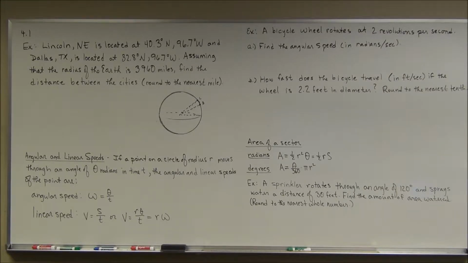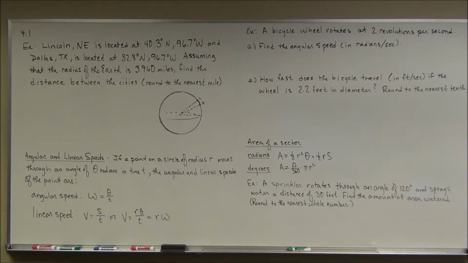Come back now to an application problem that's going to involve arc length. We have two cities, Lincoln, Nebraska and Dallas, Texas, that have, I believe, the same longitude but different latitudes. Lincoln, Nebraska is located 40.3 degrees north latitude, 96.7 degrees west longitude. Well, I think I got those backward, but we'll find out here in a second. And Dallas, Texas, which is located 32.8 degrees north latitude, 96.7 degrees west longitude.